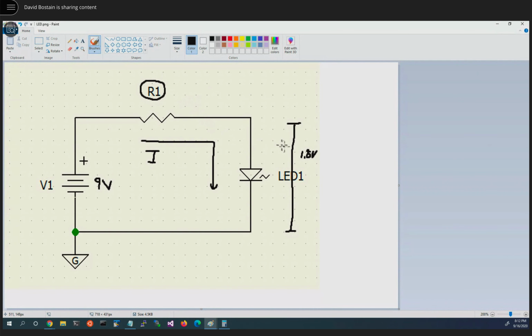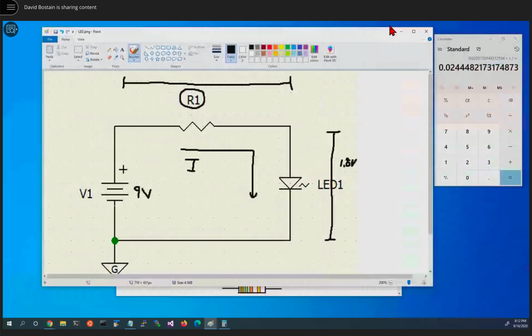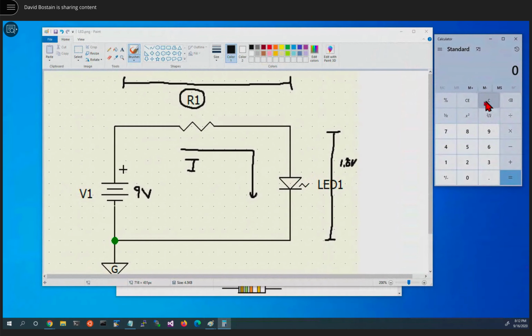think about the problem. We have 1.8 volts dropping here. We have a total of 9 volts in the system. That means one of the first things we need to do is compute how much voltage is dropping across the resistor. Let me see if I can make this window so that it's big and calculatable at the same time. So if I take 9 volts and subtract the 1.8, I get 7.2 volts. So let's assume that's right.